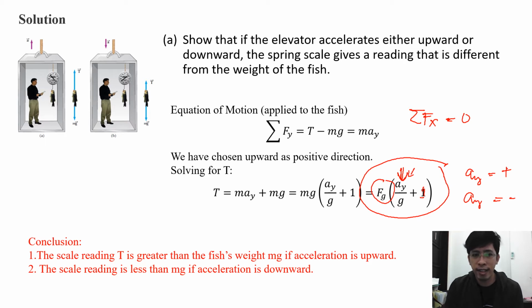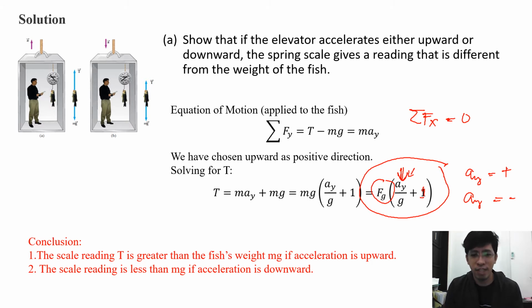So what can you get here? When you're going to sell the fish, you either sell it when the elevator is stationary, so you get the normal reading, or you sell the fish when the elevator moves upward. But if you're the one buying the fish, you only buy it when the elevator is stationary, or when the elevator goes downwards, because as you can see, when the elevator goes downwards, the fish weighs less, so you'll pay less.